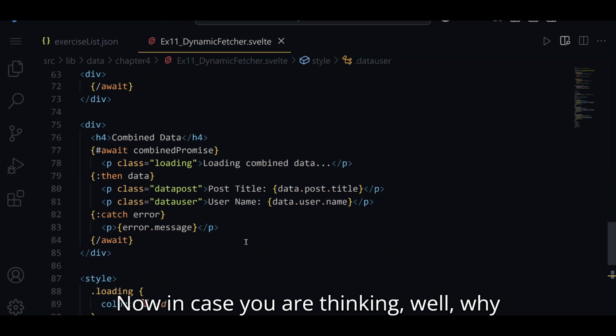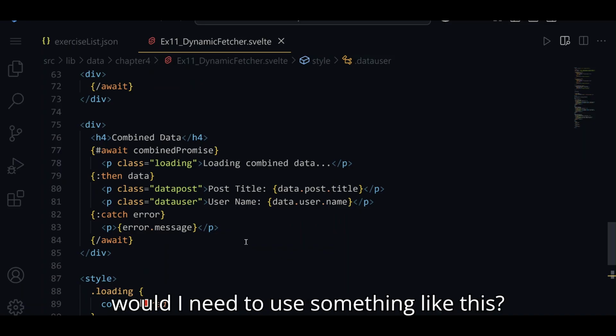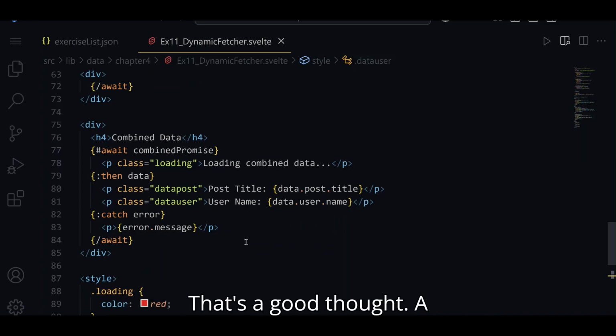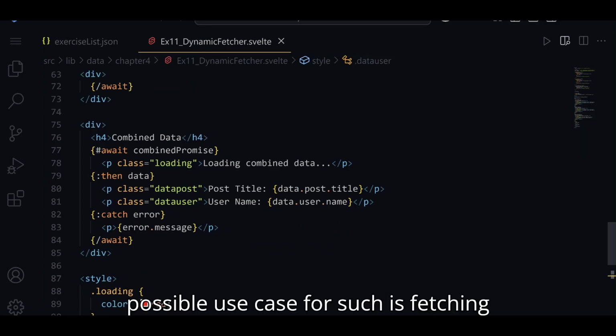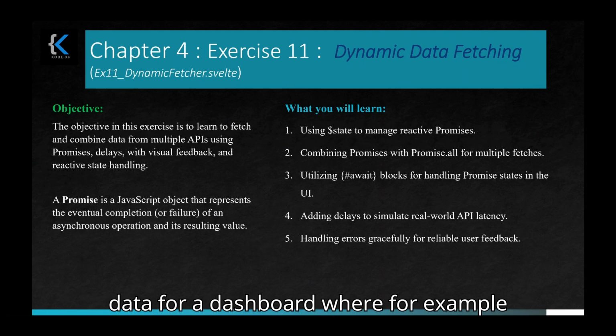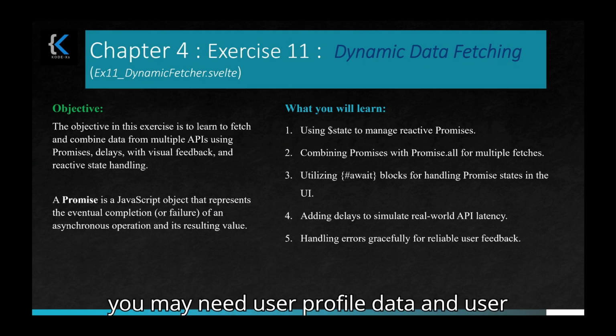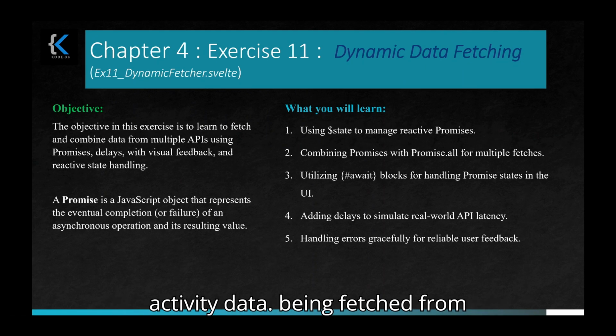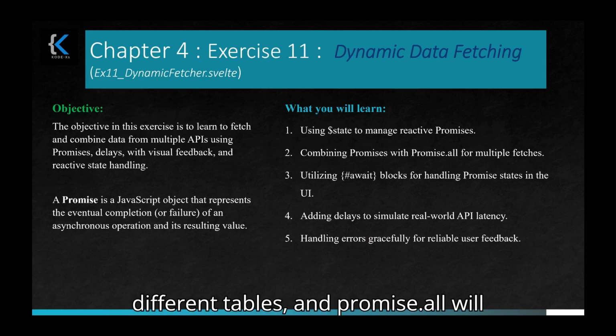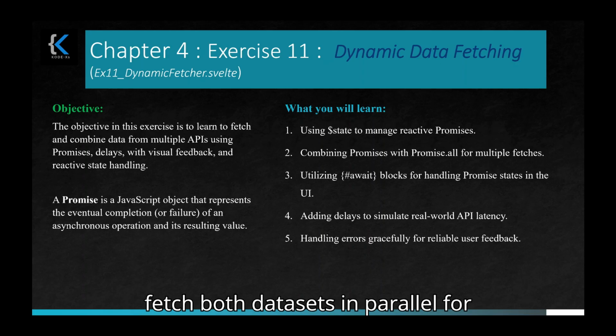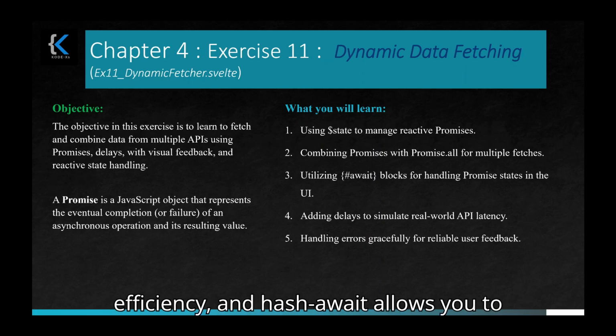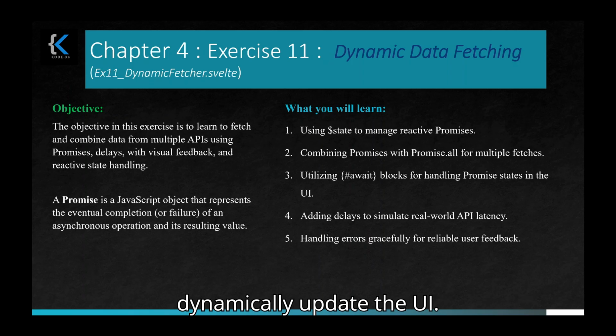Now in case you are thinking, well, why would I need to use something like this? That's a good thought. A possible use case is fetching data for a dashboard, where for example you may need user profile data and user activity data being fetched from different tables, and Promise.all will fetch both datasets in parallel for efficiency, and #await allows you to dynamically update the UI.